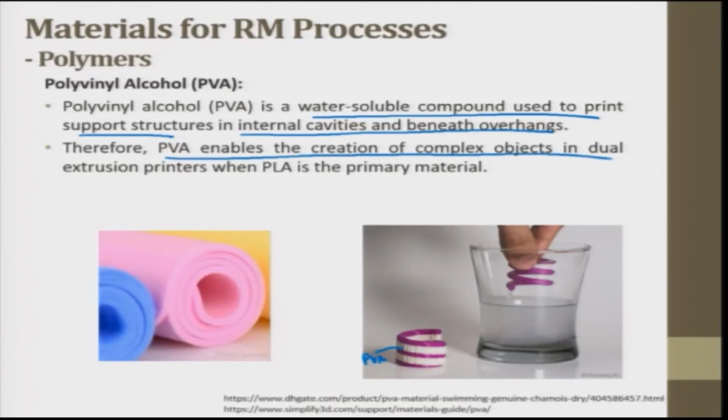As we showed you, two kinds of nozzles were there in the laboratory demonstration. One is support material, another is the base material. The base material can be any that has high strength. Support material can be PVA that can be dissolved in warm water or other solvents that help to take it away. Therefore, PVA enables the creation of complex objects in dual extrusion printers when PLA is the primary material. Once the primary object is fully printed, the PVA is simply dissolved away by warm water.